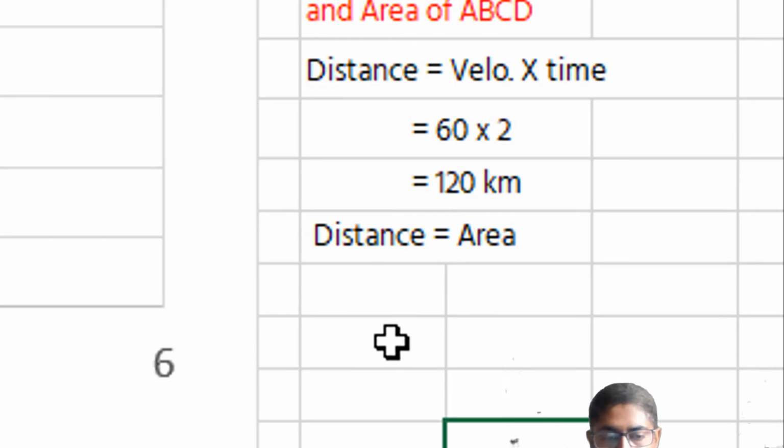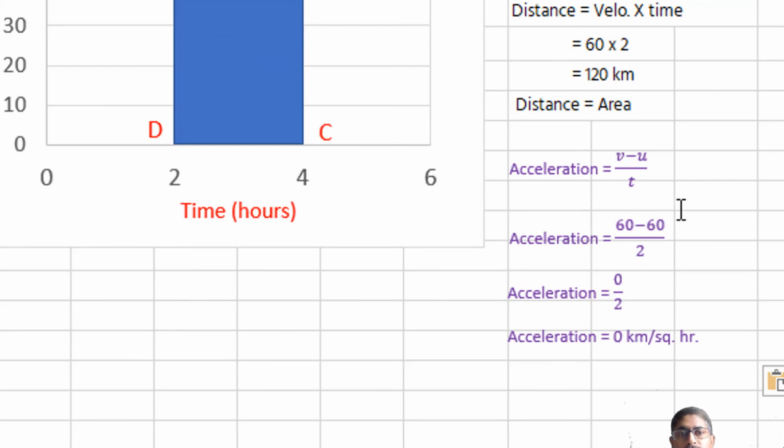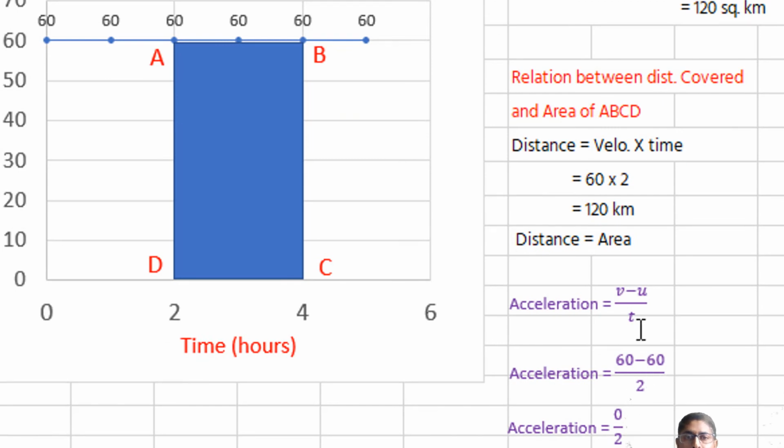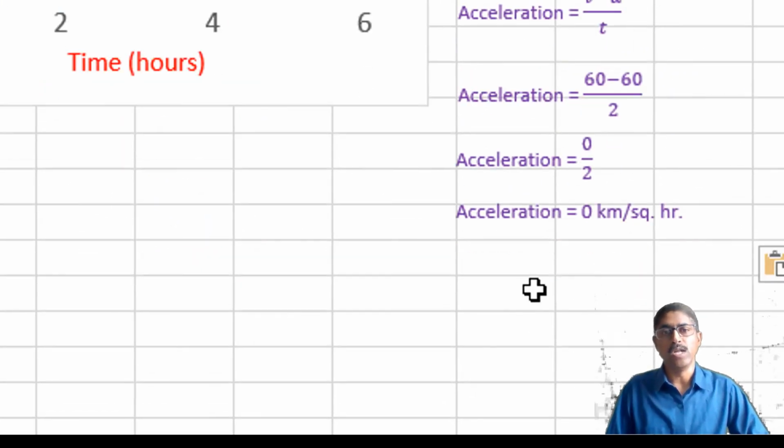Last question is, what is the acceleration of that train? We know the formula for acceleration, that is acceleration is equal to (v minus u) upon t, where v is the final velocity, that is at this point, and u is the initial velocity, that is at this point A, divided by time, that is 2 hours. Acceleration is equal to 60 minus 60, that is final velocity is 60 and initial velocity is also 60. Therefore (60 minus 60) upon 2 is 0. Acceleration is 0 kilometer per square hour.